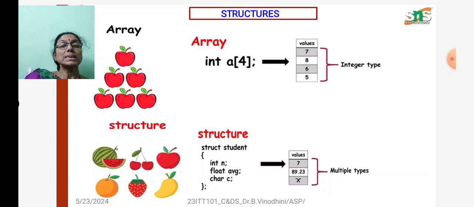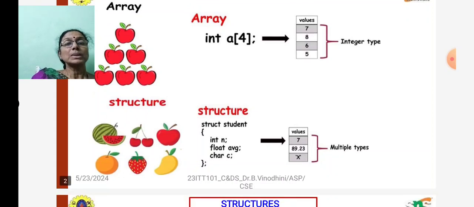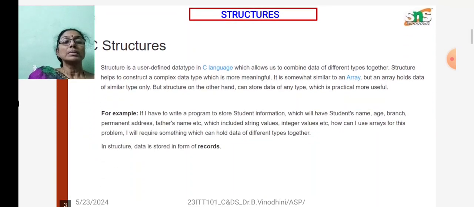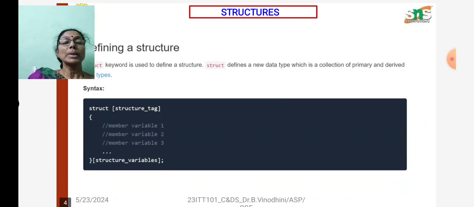A structure, on the other hand, is a collection of elements of different data types that can be defined by the structure variable. The structure variable can occupy all the different types of data types. So this is the difference between the array and structure. The definition is: a structure is a collection of elements of different data types.